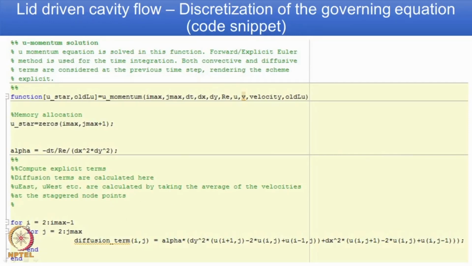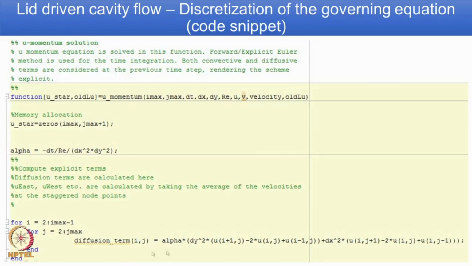So, for i equal to 2 to imax minus 1, and for j equal to 2 to jmax, diffusion term i comma j equals alpha star dy squared multiplying u i plus 1 comma j minus 2 times u i comma j plus u i minus 1 comma j. So, these first 3 terms in this particular bracket are for the derivative dou squared u by dou x squared, the second order central differential scheme for dou squared u by dou x squared.